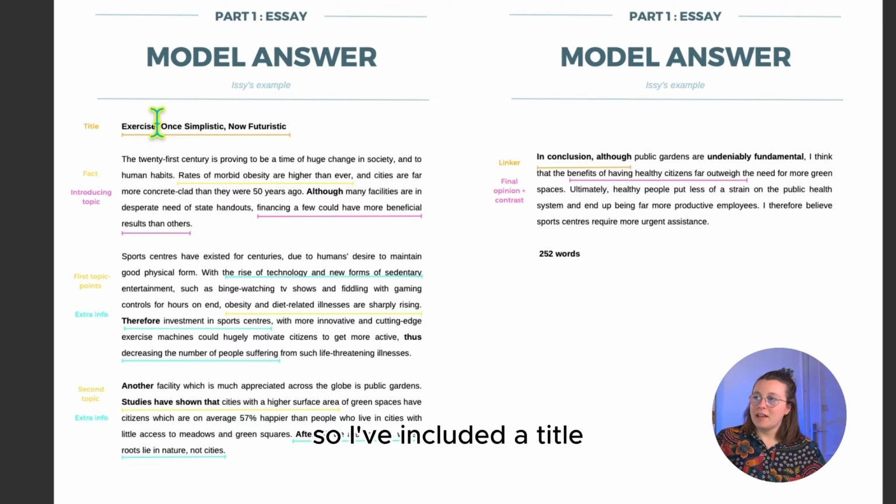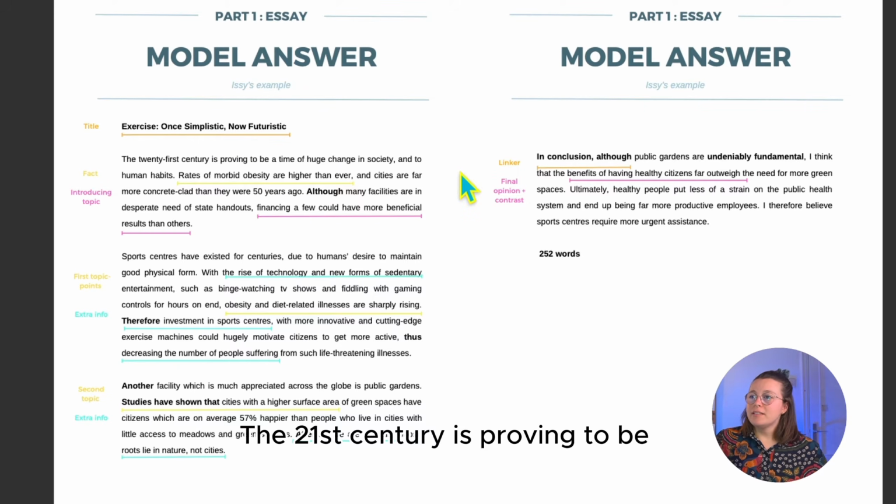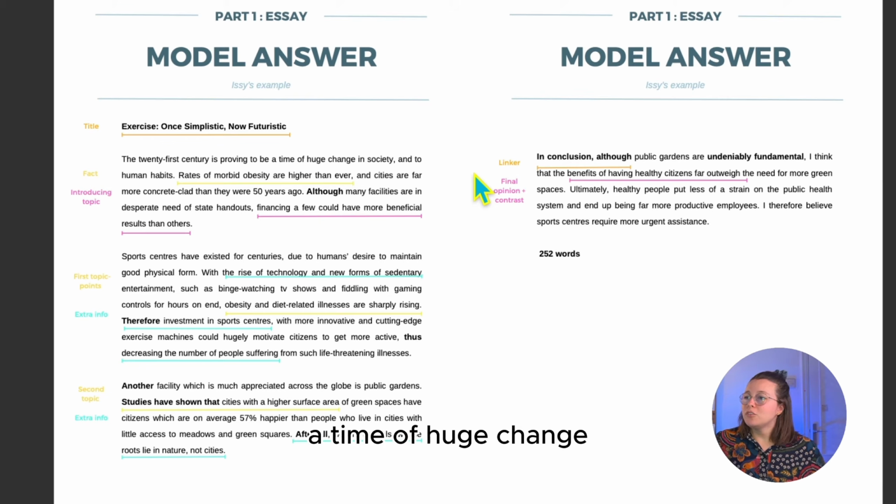So I've included a title: once simplistic, now futuristic. The 21st century is proving to be a time of huge change in society and to human habits. Rates of morbid obesity are higher than ever, and cities are far more concrete-clad than they were 50 years ago. Although many facilities are in desperate need of state handouts, financing a few could have more beneficial results than others.